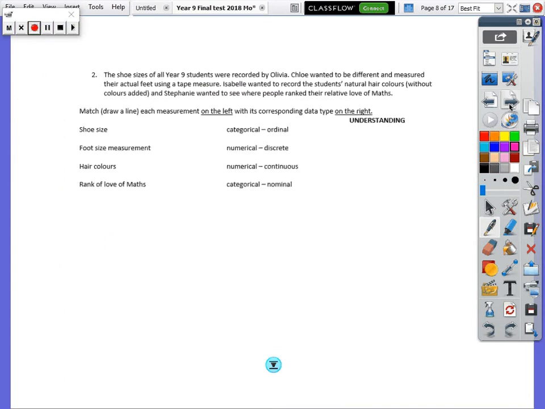Okay, next question. Matching up shoe sizes. Shoe sizes are numbers, and they only come in sizes like 6, 6.5, 7, so they are discrete. Foot sizes are numbers, but they are continuous measurements. Hair colours, there's no order to hair colours, so they're categories and nominal, and ranking your love of mathematics has an order.